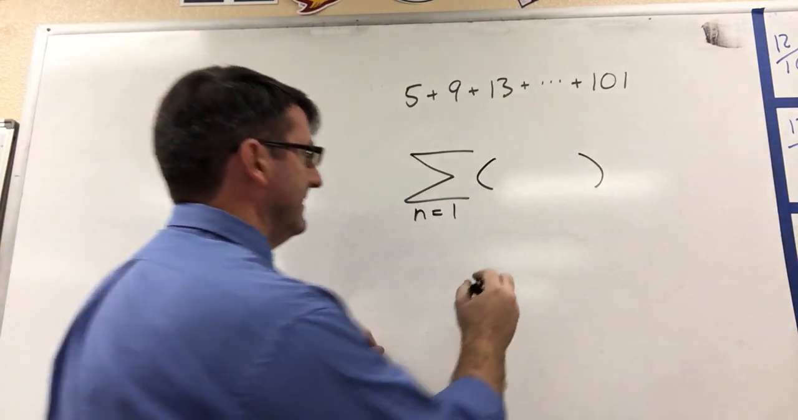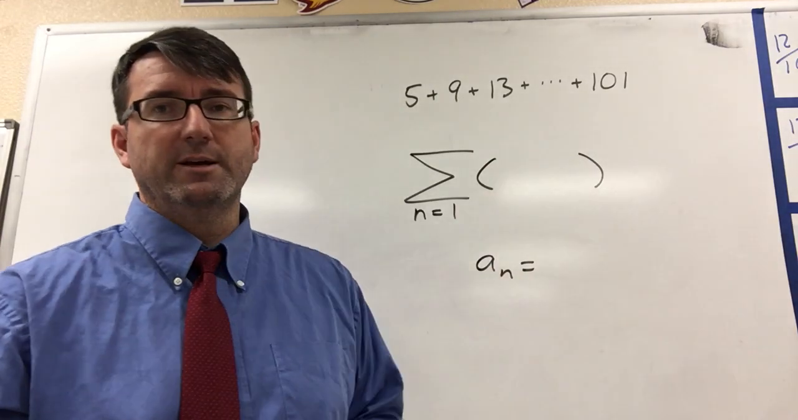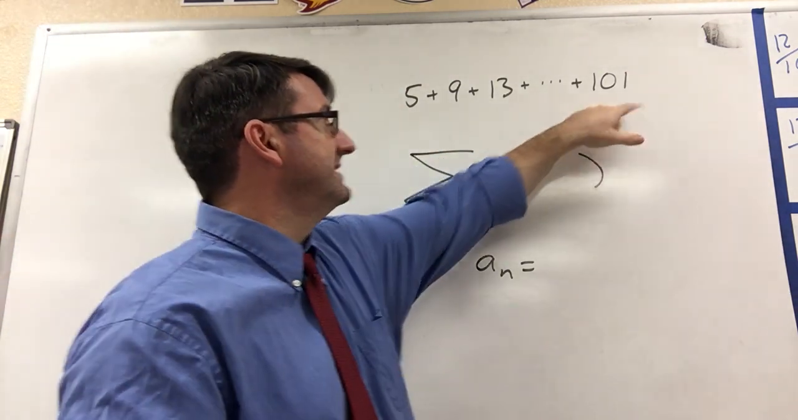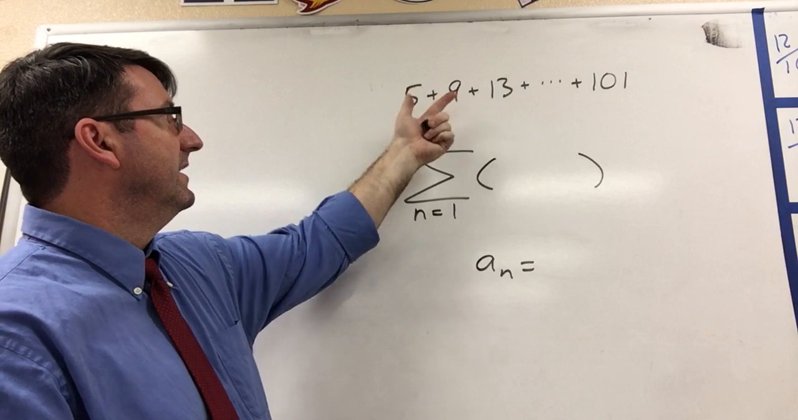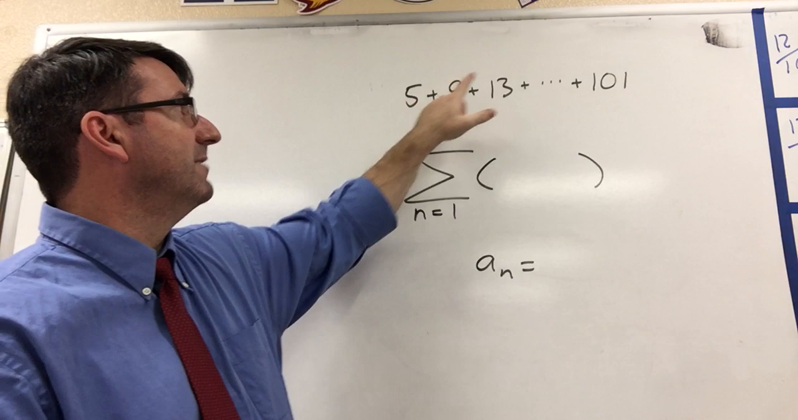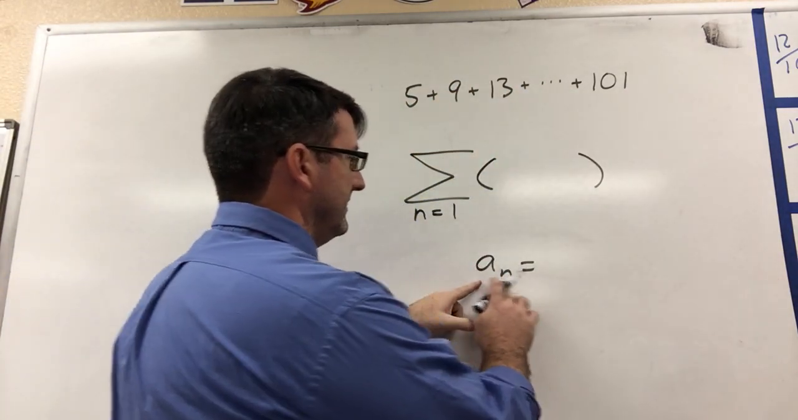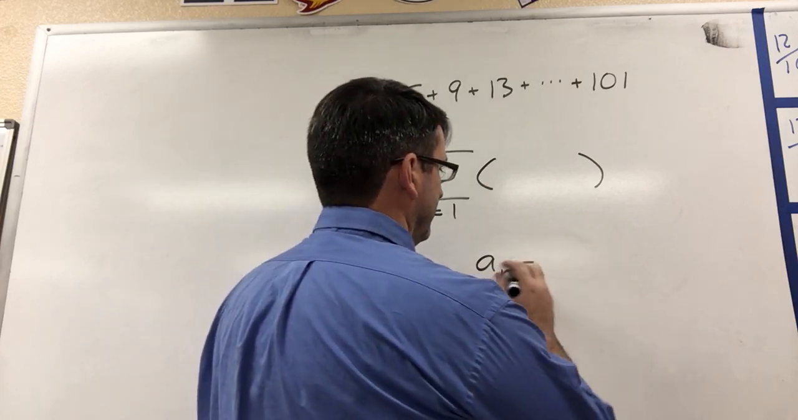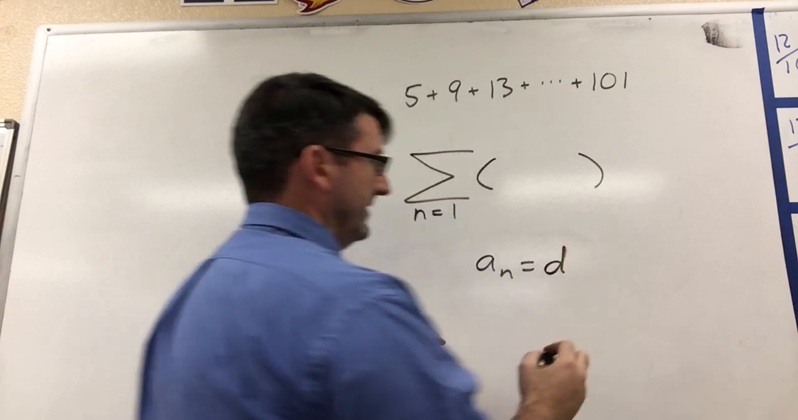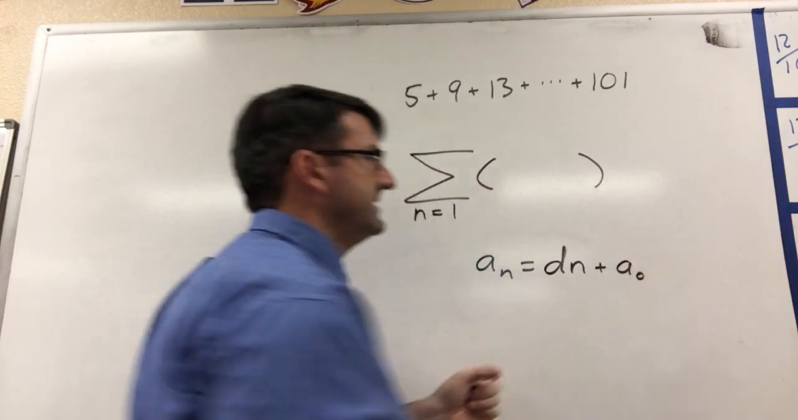And to find that comes from the explicit formula for an arithmetic sequence. Notice that this is an arithmetic series because we're adding 4 each time. So 5 plus 4 is 9, plus 4 is 13, and so on. So the formula for an arithmetic sequence is a sub n equals the common difference, which in this case is 4, times n plus our 0 term.